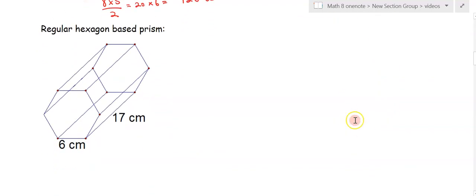For example, here's a hexagon-based prism. We could do all of that same work we did earlier. We could find the area of that hexagon, just like we did earlier, by finding the area of one triangle, knowing that this is an equilateral triangle, 6 by 6 by 6. We could find the height, find the area of that hexagon, and then multiply that by 17. I'll put the solution on my notes so that you can see that later.